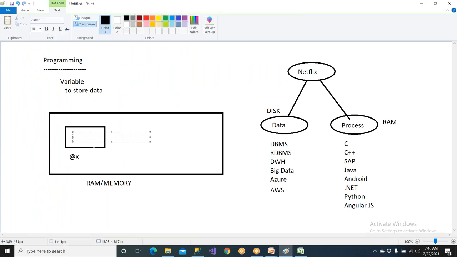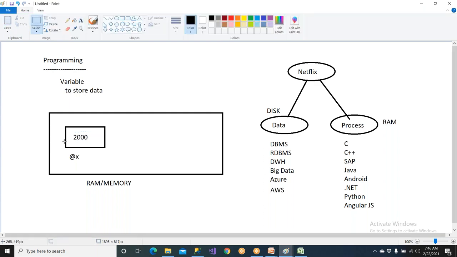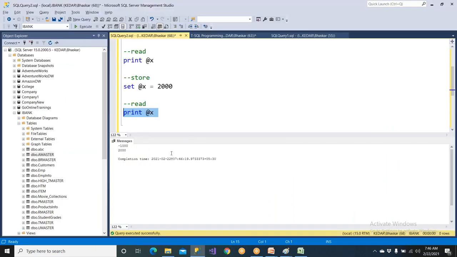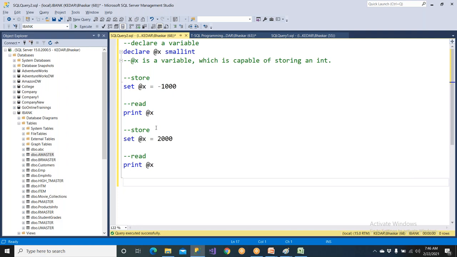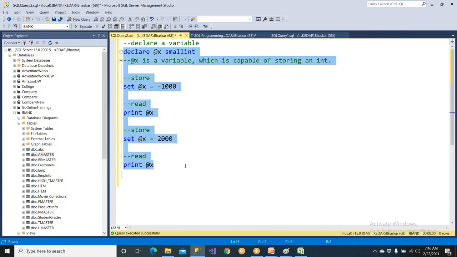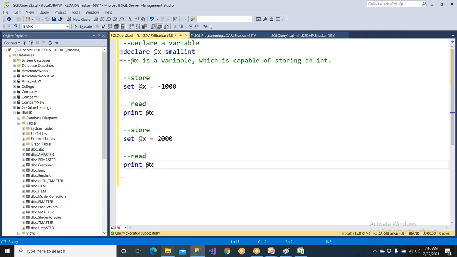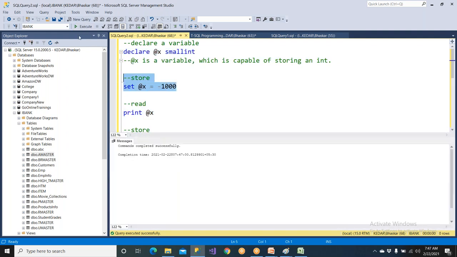Once the last statement is executed, the variable is gone. For example, you put minus 1000, immediately you put 2000, it will print, and then immediately this is removed automatically. So there is no drop or delete. Automatically the variables are removed from the RAM by the operating system, so you cannot execute one by one also. Nothing will work like that. It will give you all errors.